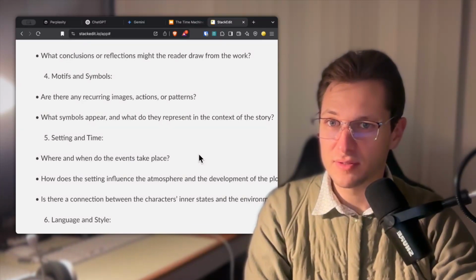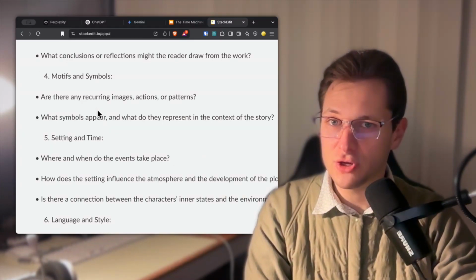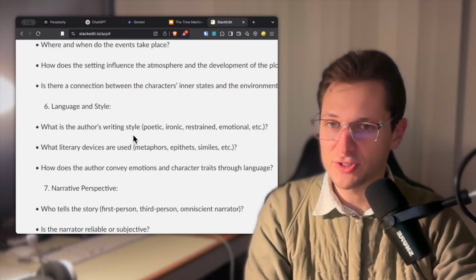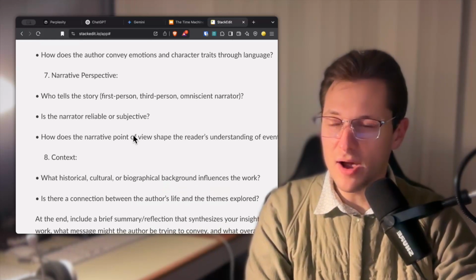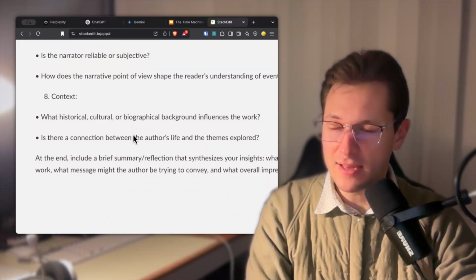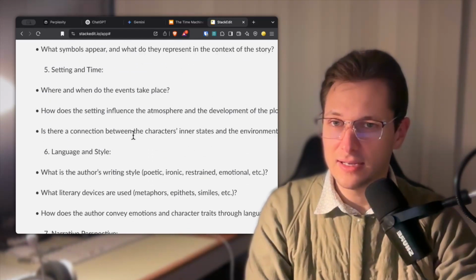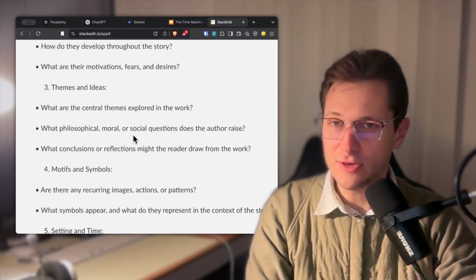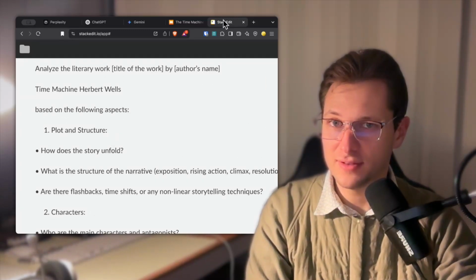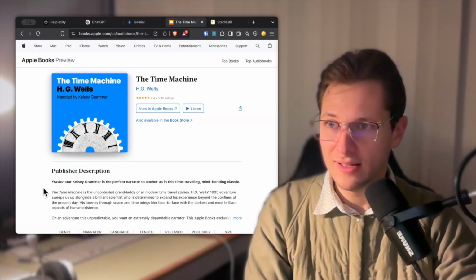Motifs and symbols. Are there any recurring images, actions, or patterns? What symbols appear, etc., etc. So this prompt is quite detailed in terms of the analysis that the language model will have to perform on this given book. Okay, let's begin.